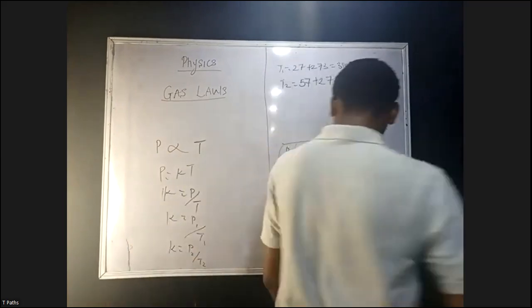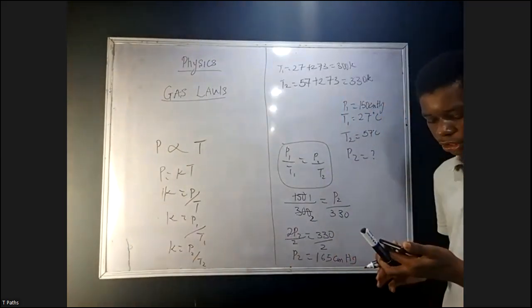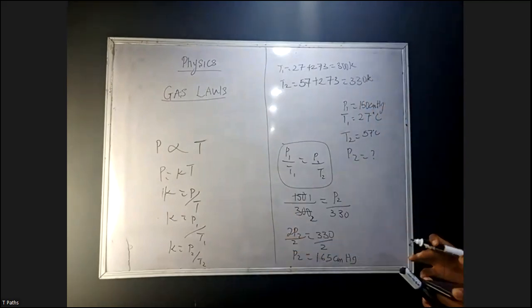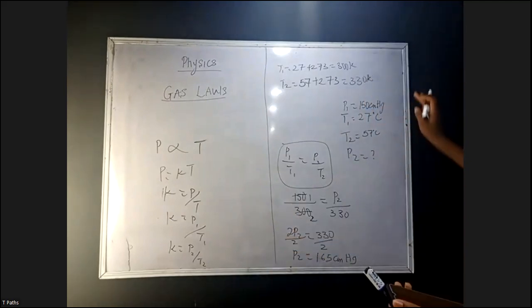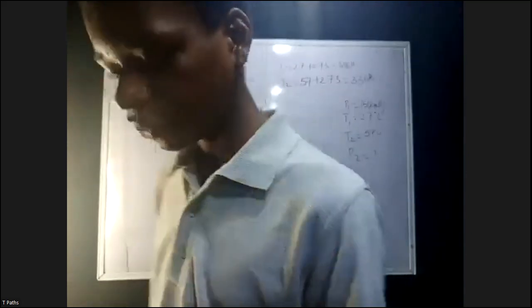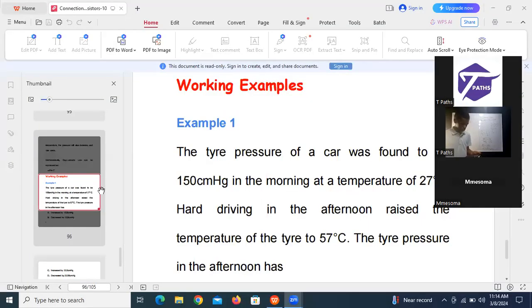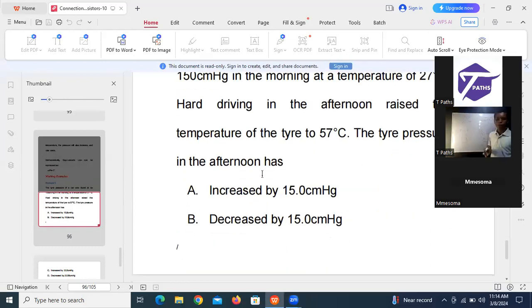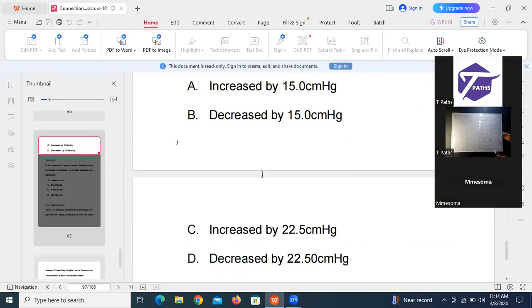All right, so now the question says the tire pressure in the afternoon has A, increased by 15 centimeter mercury, B, decreased by 15 centimeter mercury, C, increased by 25.5 centimeter mercury, and D, decreased by 22.50 centimeter of mercury. So now we'll check the options one after the other. I'll start from option D. Option D says decreased by 22.50 centimeter mercury.